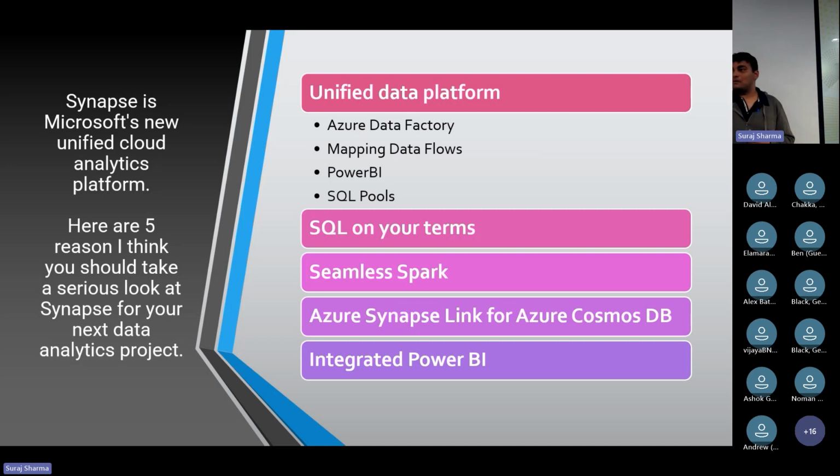You have a seamless Spark pool where you can write Spark notebooks in your preferred language, SQL, Spark, Python, whatever it is. With Synapse, you can create a link for Cosmos DB, and it's seamlessly integrated with Power BI. So if you are planning to use these, then I would suggest that these are the main reasons you should look at migrating your workload to Synapse.